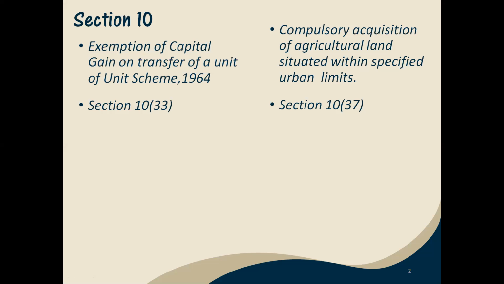This will not come under the purview of tax itself. That is exemption of capital gain on transfer of unit of a unit scheme. So once there is a sale or transfer of such units and you have a capital gain, such gains will not be under the ambit of tax. The second category is compulsory acquisition of agricultural lands situated within specified urban limits. So again, there will be no tax at all. This will not form part of your gross total income as such.